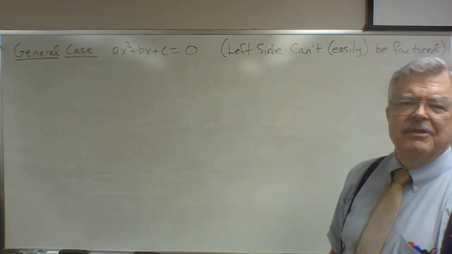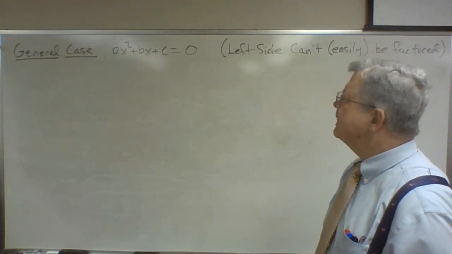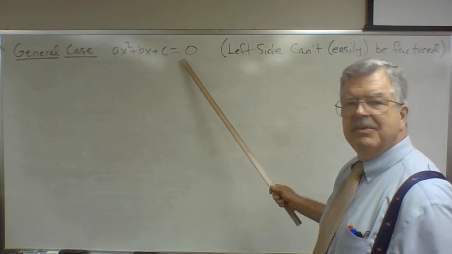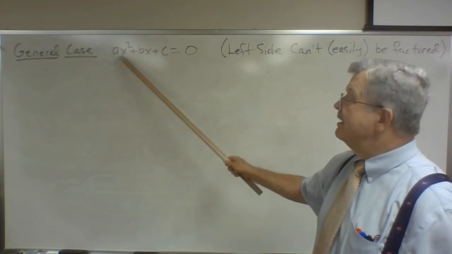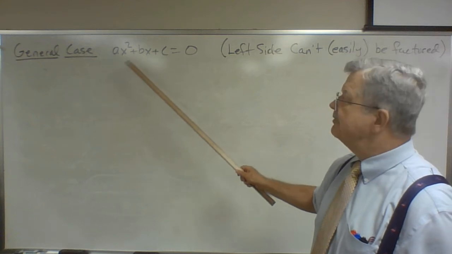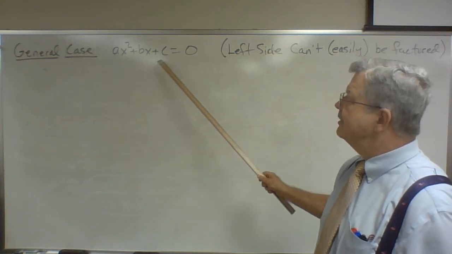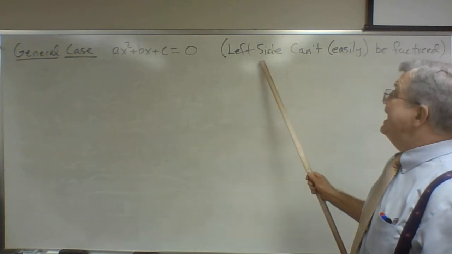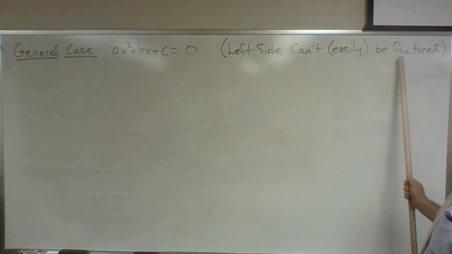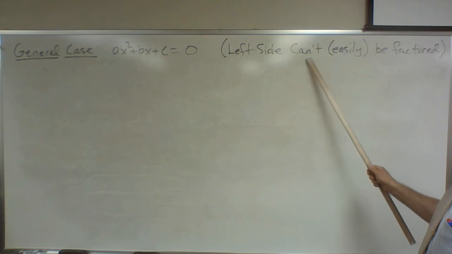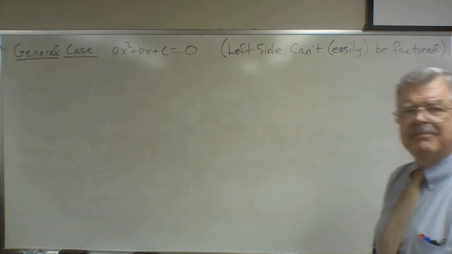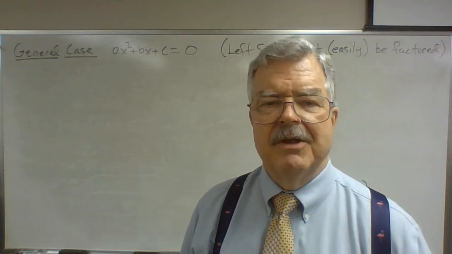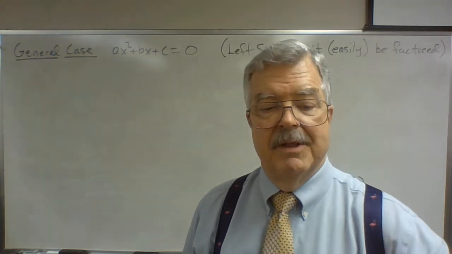This is pretty much the last of our cases. ax squared plus bx plus c equals 0, and the squared term is not 0, the x term is not 0, the constant term is not 0, and the left-hand side can't be factored, or at least it can't easily be factored. So in that case, we have something called the quadratic formula.